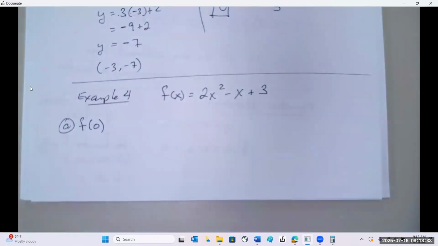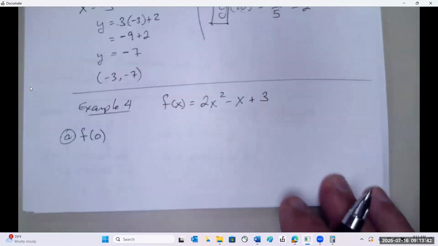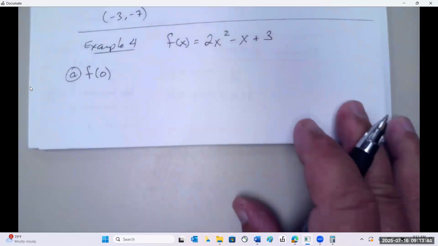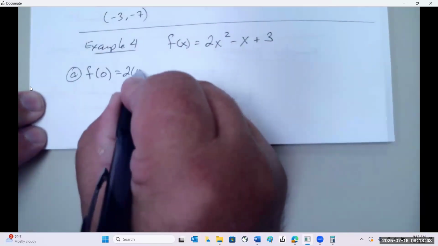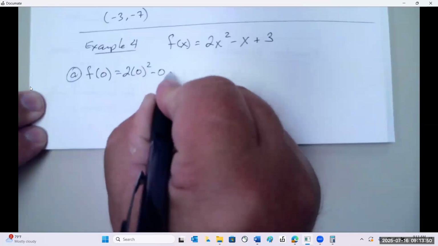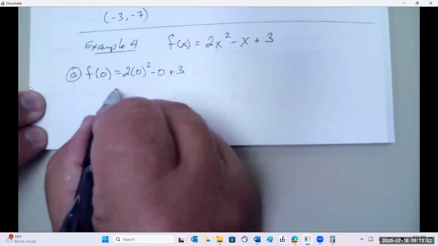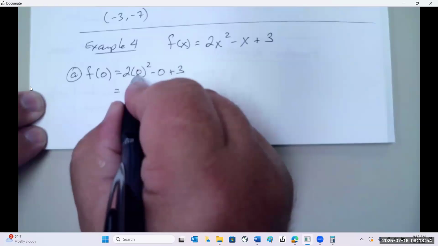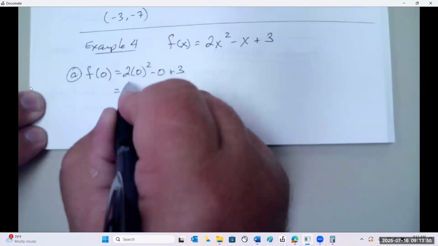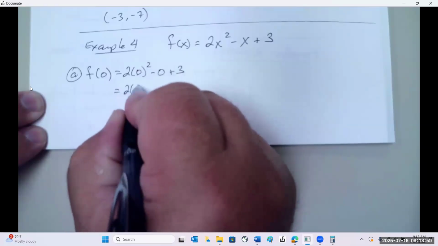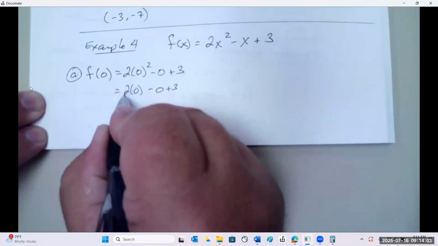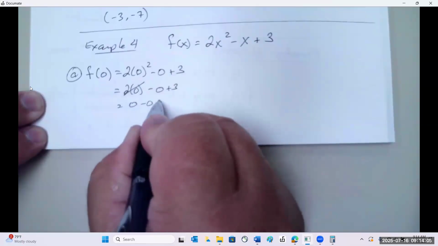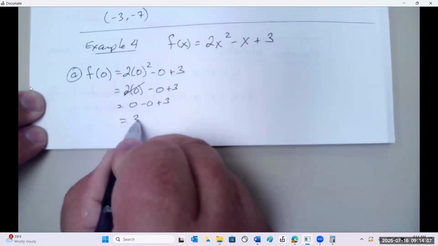So what do you do with this one? Anywhere I see an x, I put a 0. So 0 squared is 0. Two times 0 is 0, minus 0 plus 3 is positive 3.